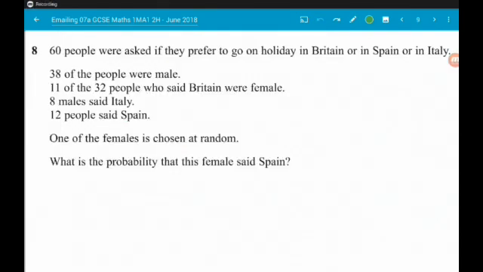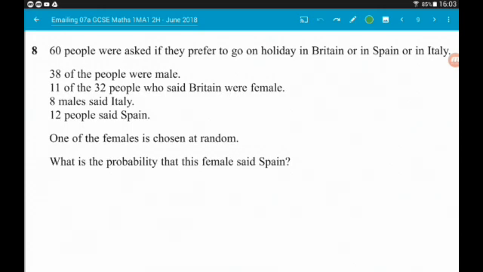Question 8. So 60 people were asked if they prefer to go on holiday in Britain, Spain or Italy. 38 of the people were male. 11 of the 32 people who said Britain were female. 8 males said Italy. 12 people said Spain. We're told one of the females is chosen at random. We want to work out the probability that that person said Spain.